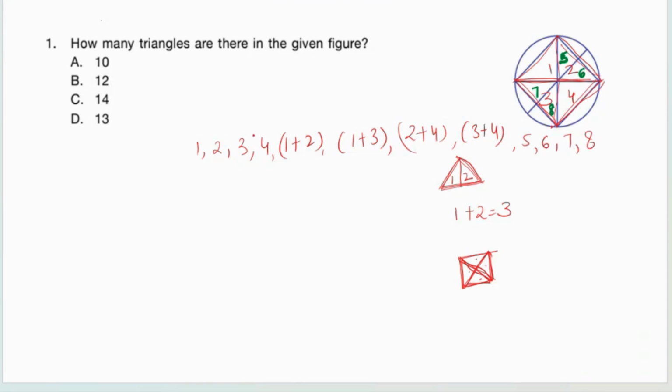So how many triangles can you see there? 1, 2, 3, 4, 5, 6, 7, 8, 9, 10, 11, 12. So the number of triangles is 12. So my answer will be 12 here. Clear? I'm coming to the next question.